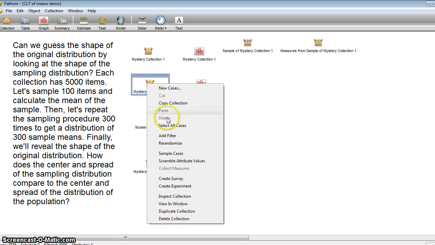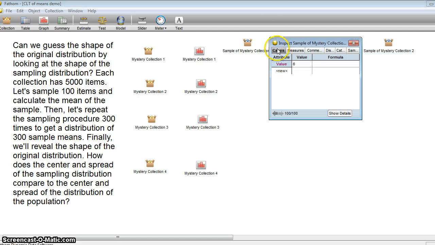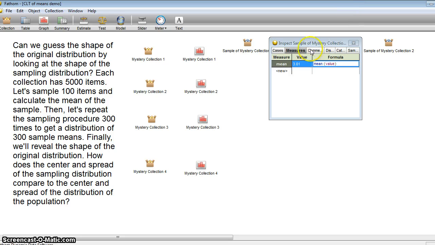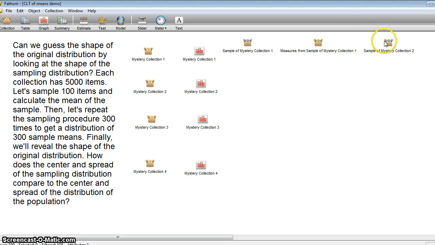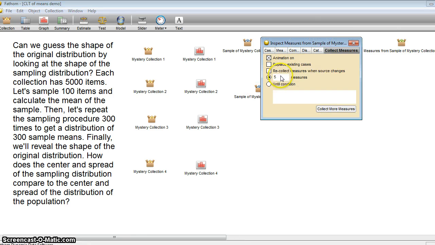So let's sample some cases from this collection. We want to sample 100 cases. And once again, to convince you that we have 100 cases here, we do. We're going to collect the mean every time we sample 100 cases. We're going to have it calculate the mean for us. So there's the mean for that group of 100. And we are now going to collect some measures. We're going to collect 300 measures.